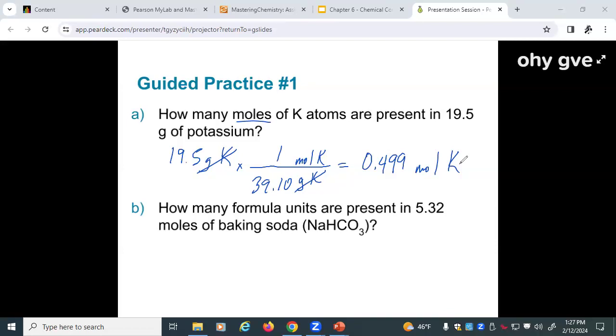Second question here, how many formula units are present in 5.32 moles of baking soda? So just to refresh your memory here, a formula unit is just a way of saying ionic molecule, since ionic compounds really don't have individual molecules because they're those 3D crystal arrays. So this is a moles to particles calculation.